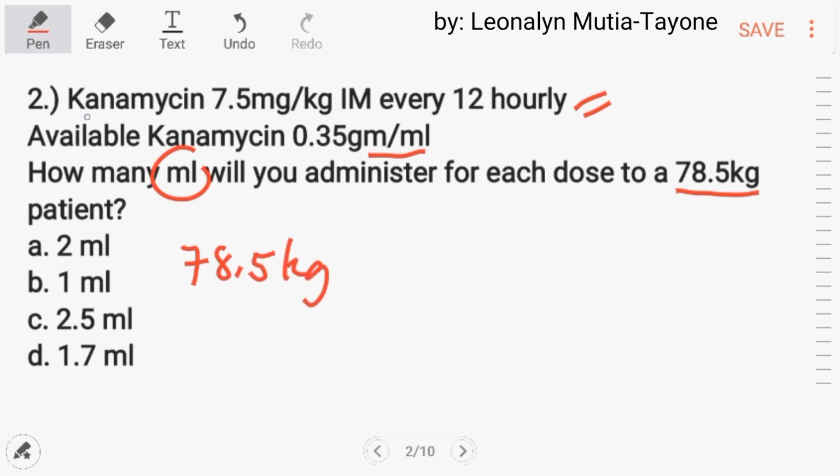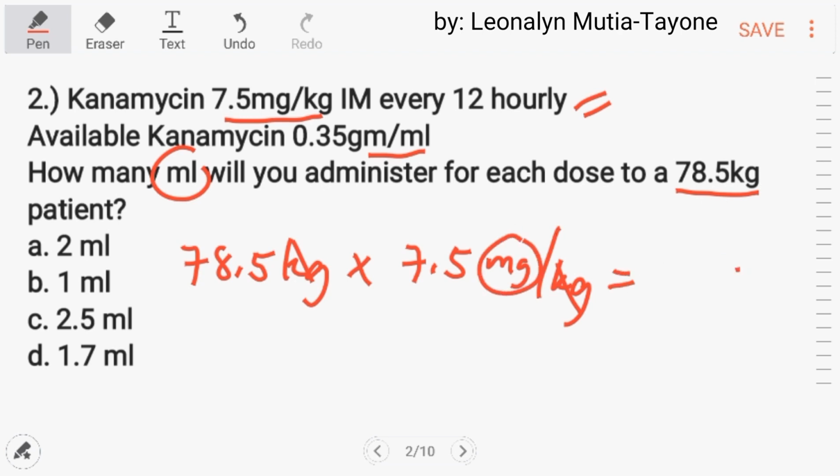And the order says 7.5 milligram per kilogram. That means every kilogram, 7.5 milligram. In other words, we just have to multiply them by 7.5 milligram per kilogram. So this will be cancelled. Now we will have an answer of milligram. 78.5 times 7.5, and that is 588.75.